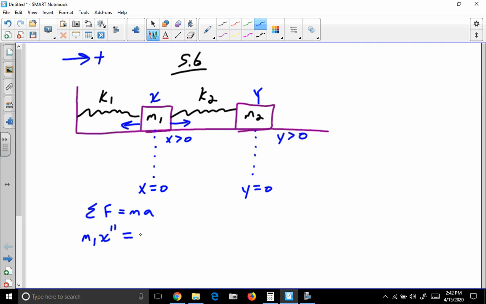This spring has a spring force of minus K1 times x, because wherever this box is located, if I pull it to the right 1, then the x displacement is positive 1. If I pull the box over 2 units, then the displacement is 2 units. So whatever the x position is, that's the displacement of this box. That displacement times K1 is that force. And then this force, pulling it to the right, would be plus K2.